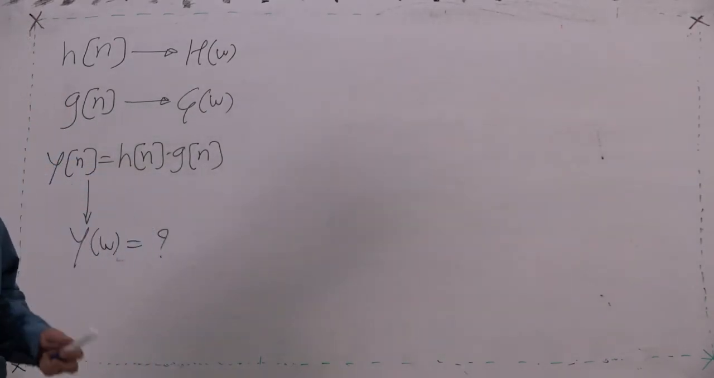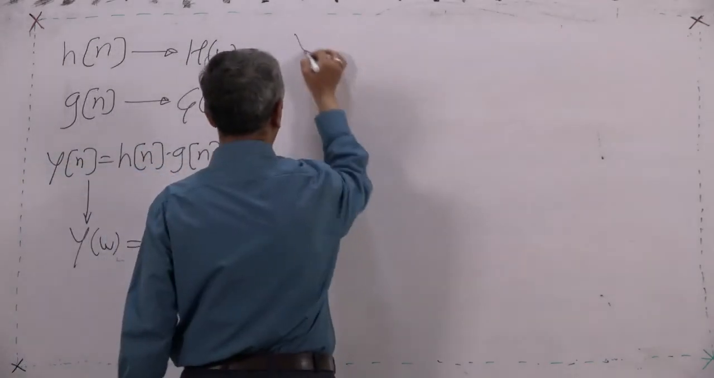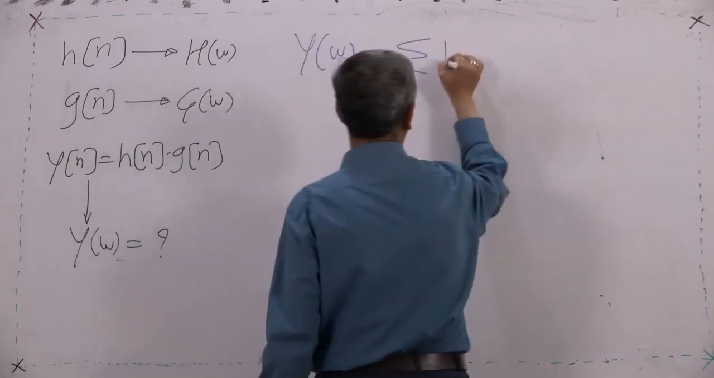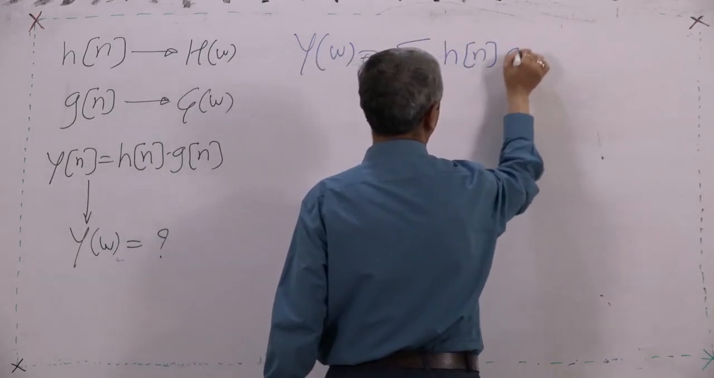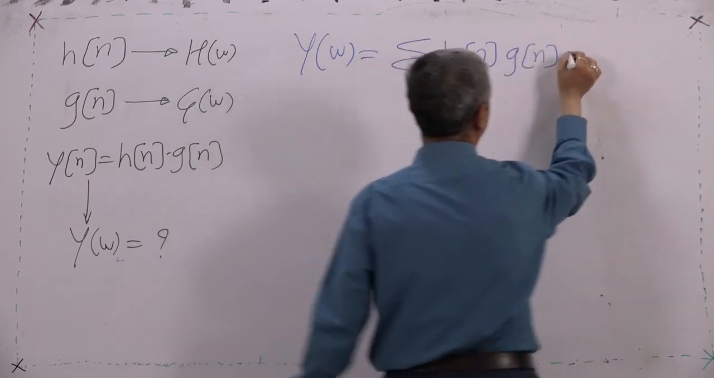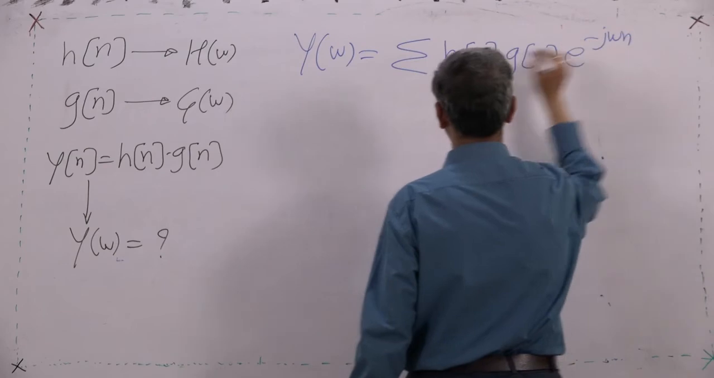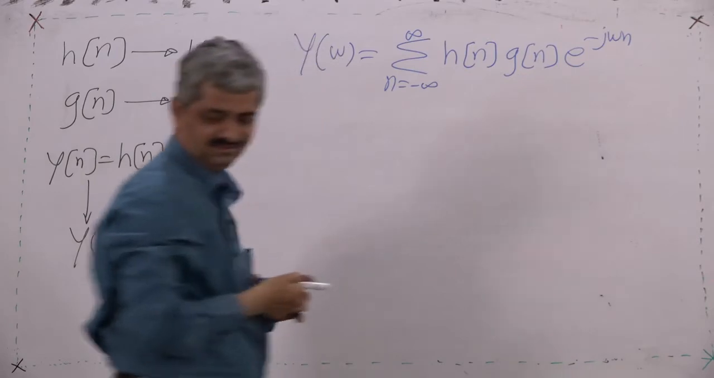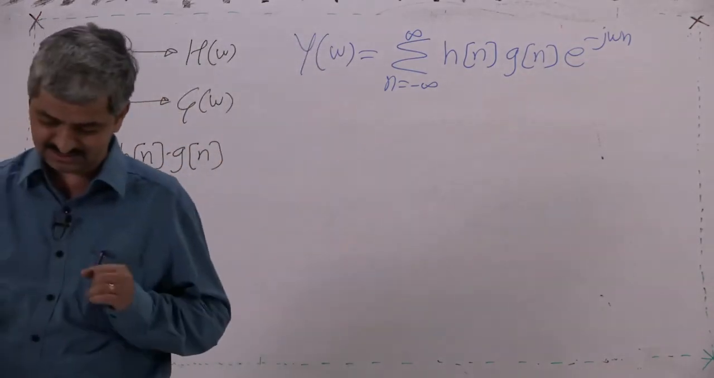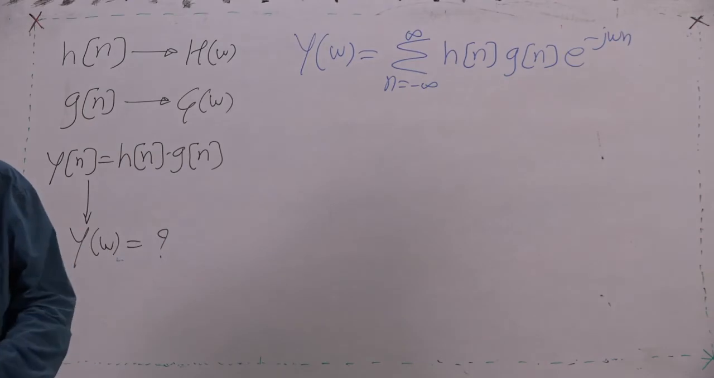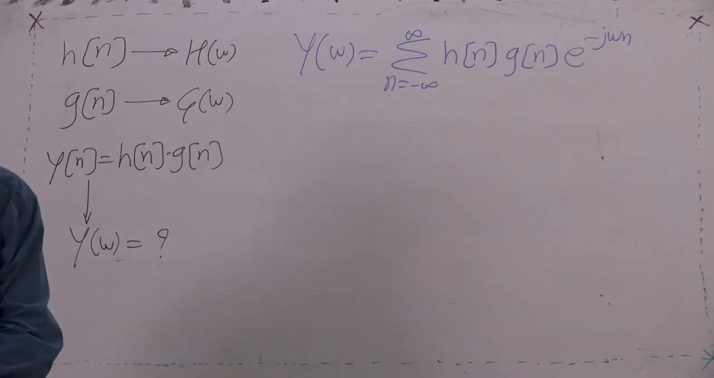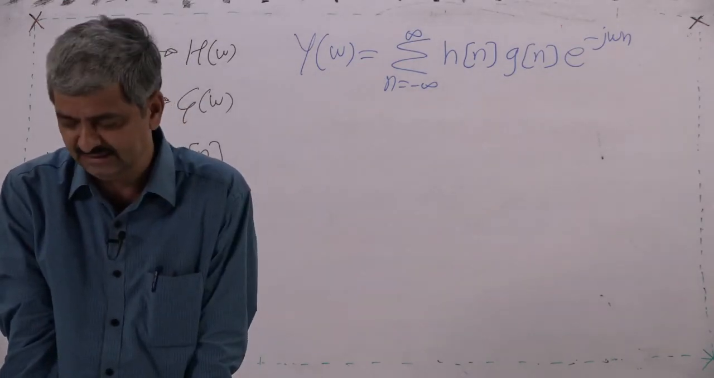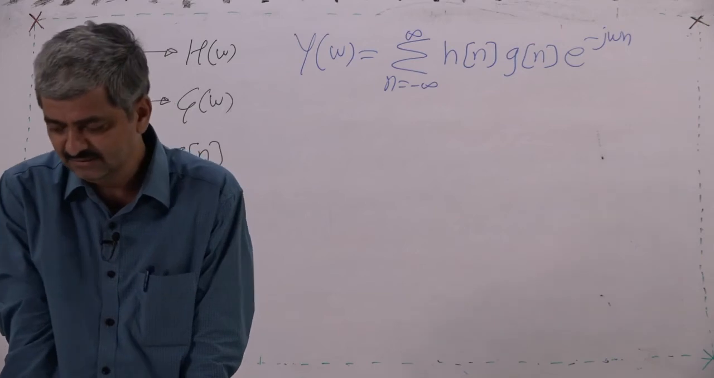That is again by first principle. We had discussed last time, Y(omega) is equal to the summation of hn gn e raised to minus j omega n, n equal to minus infinity to infinity. Now, we are somewhat stuck here, just as last time. We do not see a solution in sight, so we have to go by some different technique.